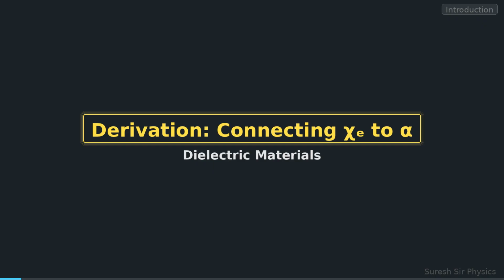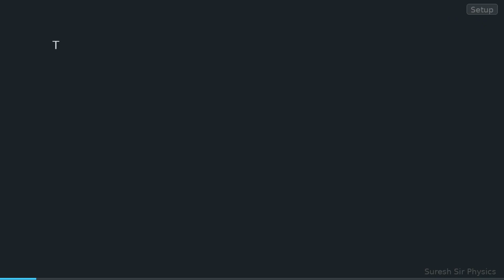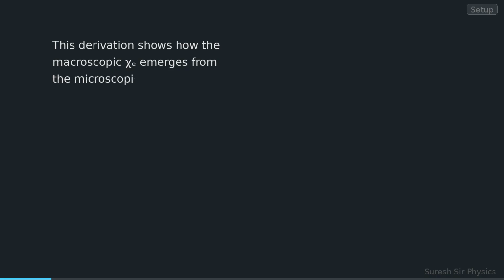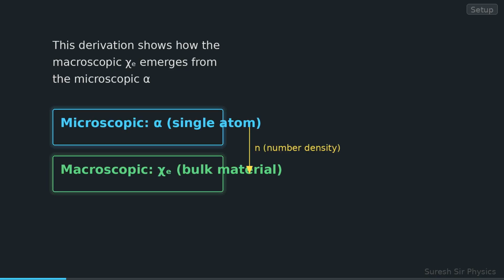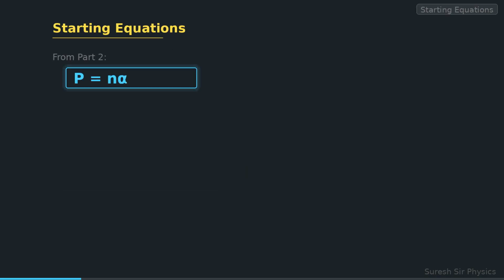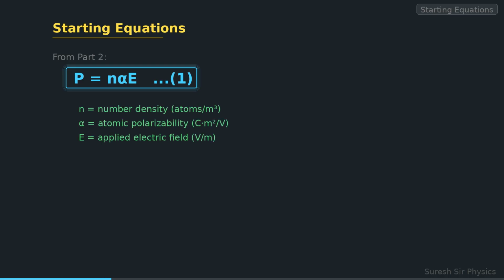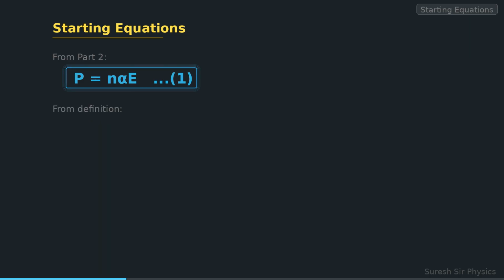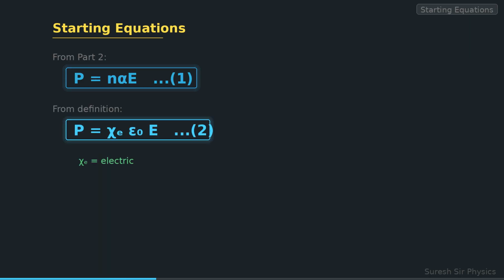Connecting chi sub E to alpha. This derivation shows how the macroscopic chi sub E emerges from the microscopic alpha. Starting equations. We know P equals N alpha E, equation 1. From the definition of polarization, P equals chi sub E epsilon naught E, equation 2. Equating 1 and 2: N alpha E equals chi sub E epsilon naught E.